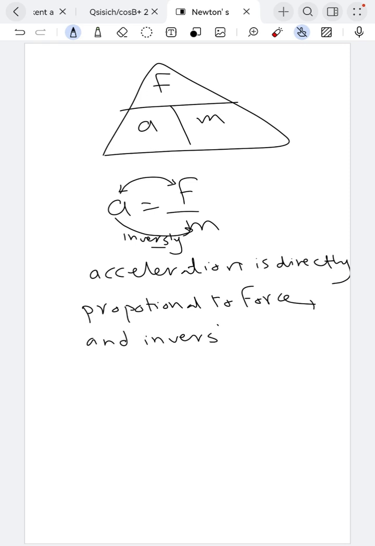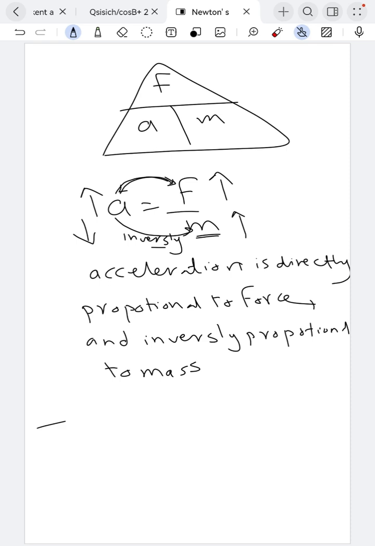So we can complete it: inversely proportional to mass. So acceleration is directly proportional to the force and inversely proportional to what? To mass. It means that if the force increases, the acceleration also increases. If mass increases, acceleration decreases. And that's it. I hope it's easy, and thank you.